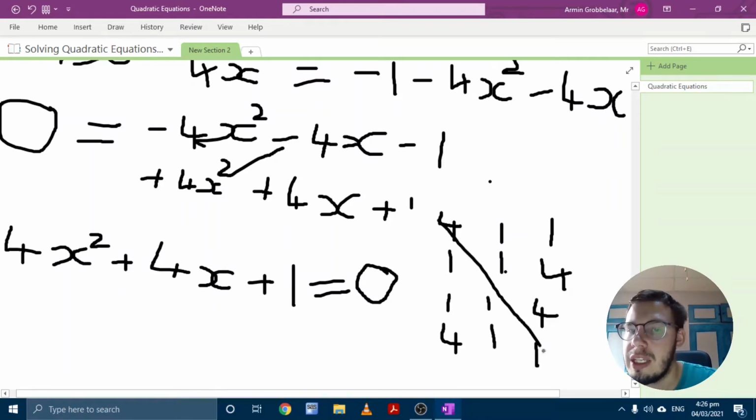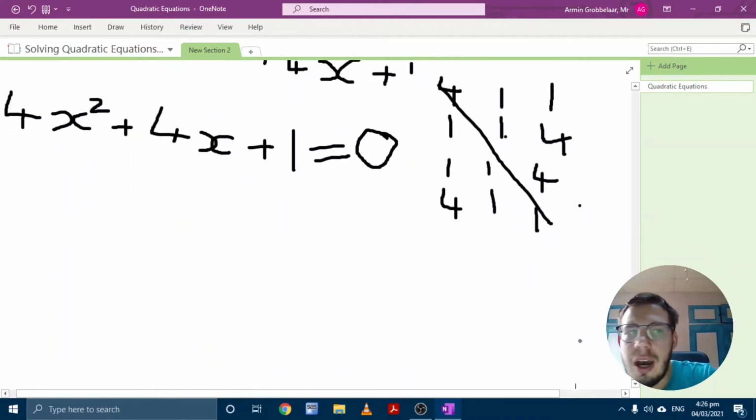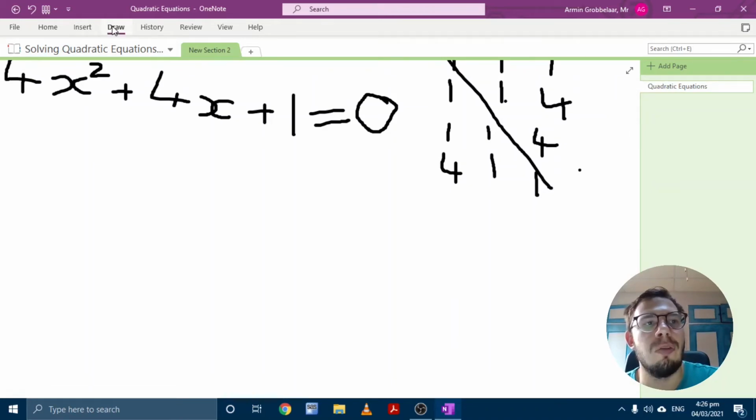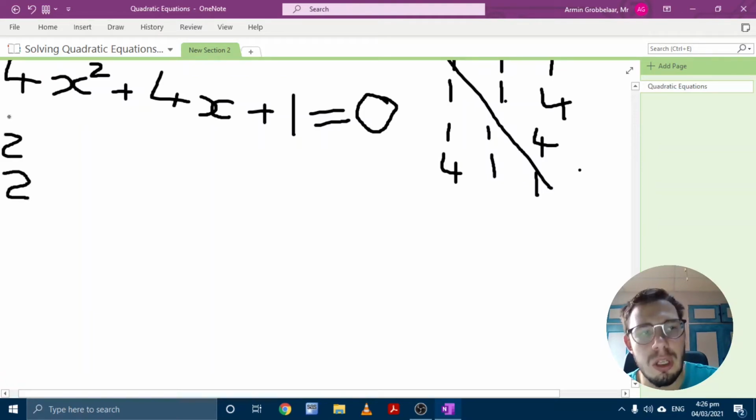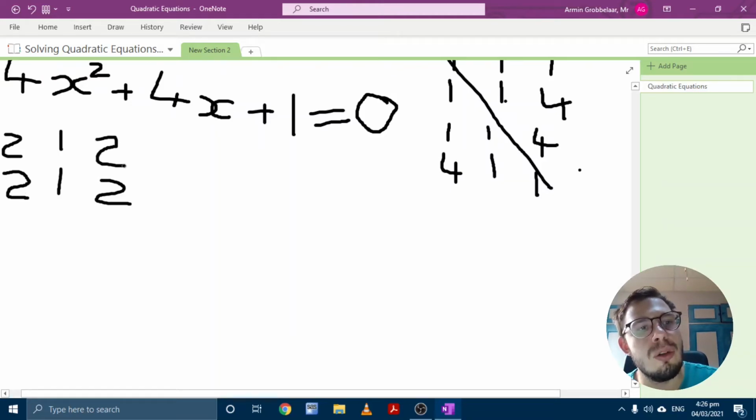So none of these are going to work. So what I'm going to try and do now is get other factors of 4. So I'm going to try 2 times 2, which gives me 4, and I'm going to try 1 times 1, which gives me the 1. So now I say 2 times 1, which is 2, and 2 times 1, which is 2. Now you see 2 plus 2 gives me 4. So I'm going to use this inside my brackets.